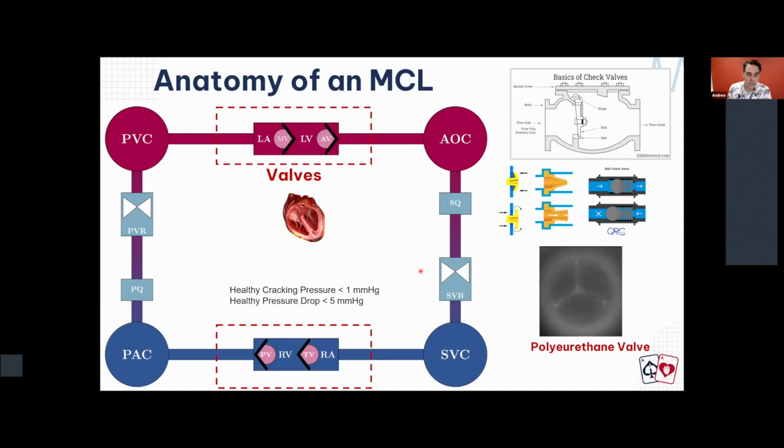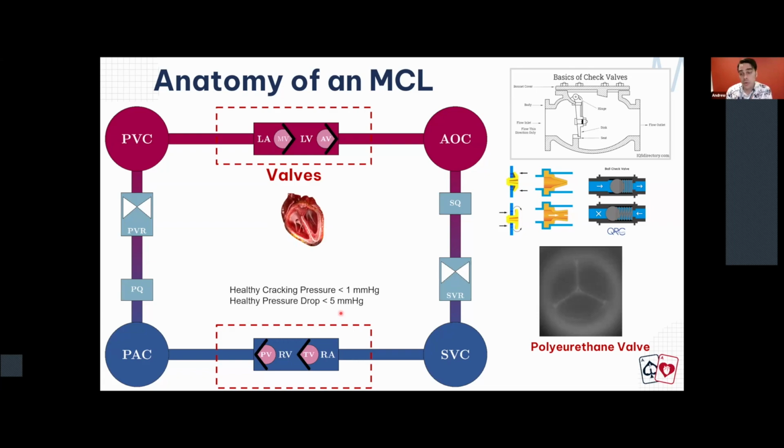The other thing you've got to consider is the pressure drop. How much loss of pressure do you get as the flow travels across the valve? In a heavy valve like this, you might get a 10, 15 millimeters of mercury drop. In a valve like this, you might get 5 to 10. In a big ball valve like this, you might have a very high cracking pressure and a very high pressure drop because the flow has to travel around the ball through these small channels. You ideally want your pressure drop to be less than 5 millimeters of mercury because this is within healthy ranges.